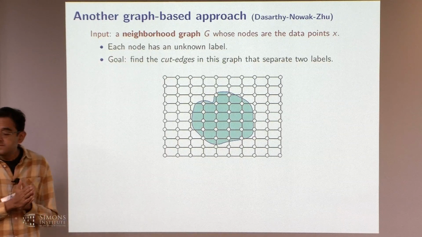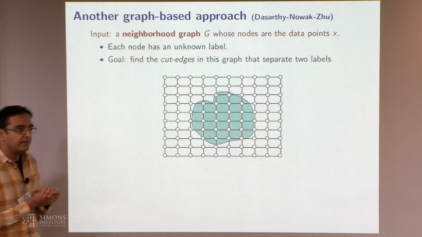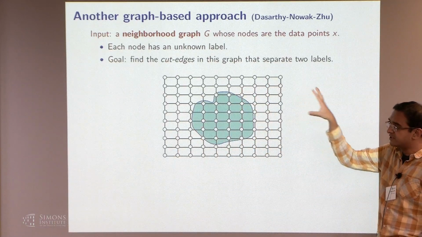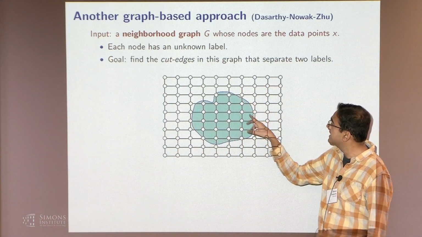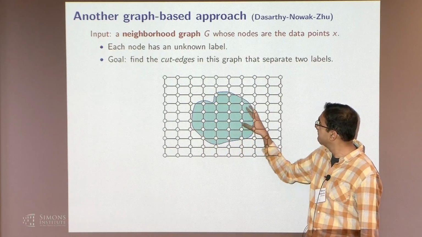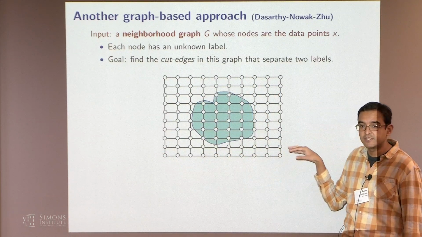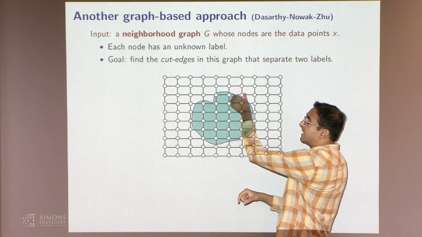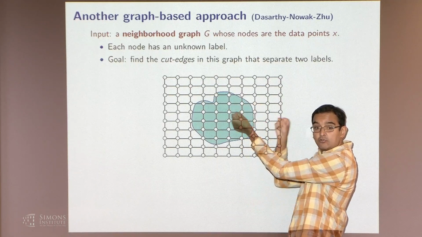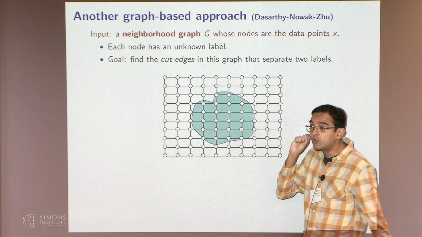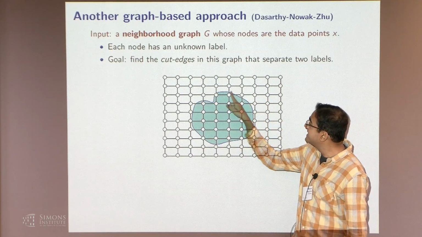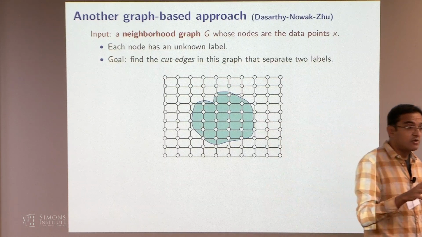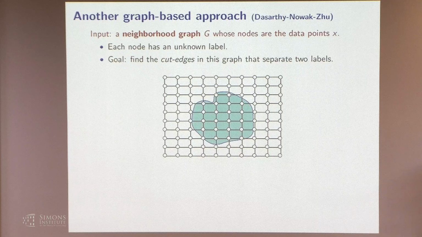Okay, so what is this algorithm doing? Again, you build a neighborhood graph. Over here, the graph happens to be just this 2D lattice. These are the edges, and let's say that we have the ones in the middle and the zeros outside. Those are the two classes. What this method is trying to do is to identify all the cut edges, the edges that cross between the two classes. That's what it's trying to do, and it thinks of that as its goal. It wants to get to that goal as fast as possible.